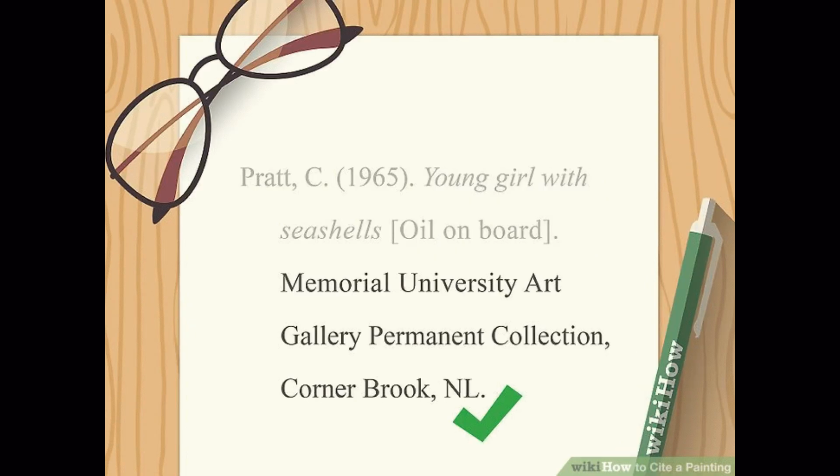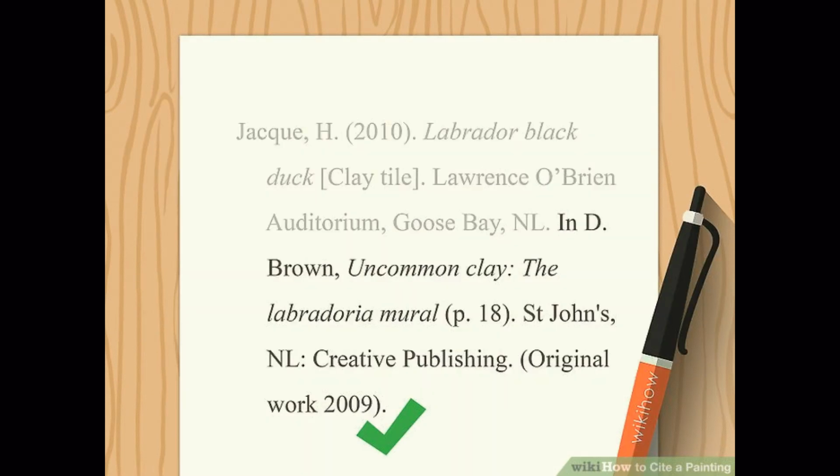Include the location of the painting. Type the name of the museum, institution, or collection where the painting is housed. Place a comma, then type the name of the city, also followed by a comma. If the institution is located in the US or Canada, add an abbreviation for the state or province. For all others, add the name of the country. Place a period at the end of your citation. Example: Pratt, C. (1965). Young girl with seashells [Oil on board]. Memorial University Art Gallery Permanent Collection, Corner Brook, NL. Add source information to cite a reproduction of a painting.